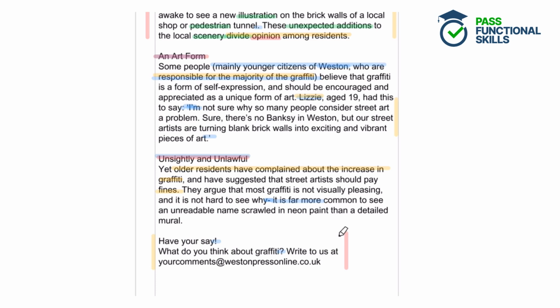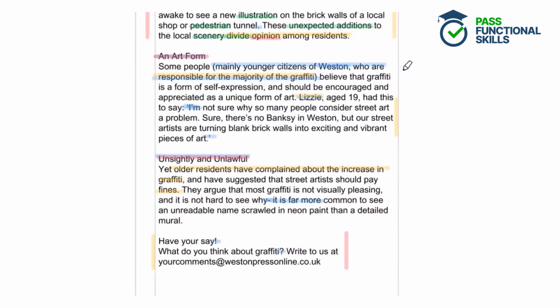So this is a really effective structure, and using paragraphs like this in a really logical order is going to help us to make our answers cohesive. So cohesive essentially means that everything is joined up together, all of the ideas flow in a really logical order.